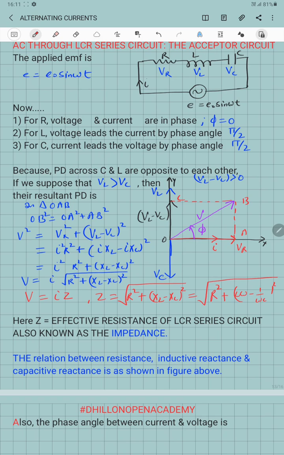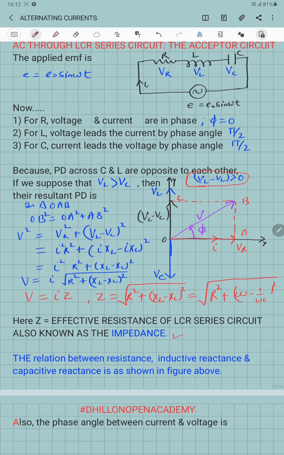So this Z is nothing but the effective resistance of the LCR series circuit, which we also call the impedance of the LCR series circuit. So this voltage in the case of an LCR series circuit will lead the electric current through the circuit by a certain phase angle phi, provided only this condition is satisfied. This condition means we assume that VL is greater than VC.